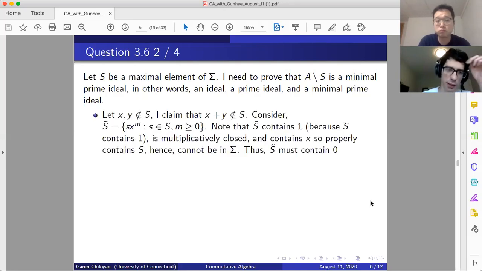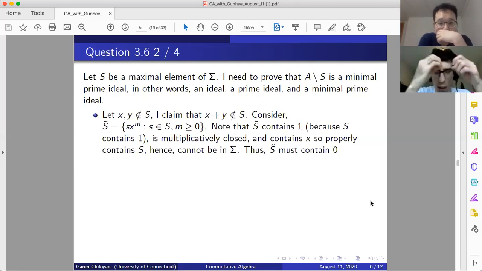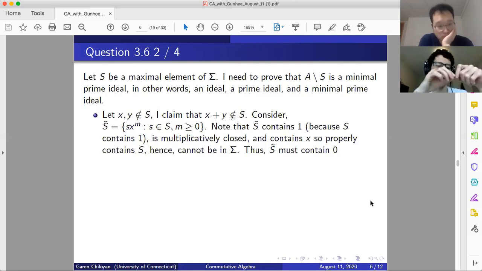How do we prove it's an ideal? So I have to prove first that it is closed under addition. So let's say x and y are not in S. That means they are in A complement S. I need to prove their sum is in A complement S to prove it's an ideal. So this is a rather strange proof. So look at this S tilde. So think about all multiples of S and a power of x.